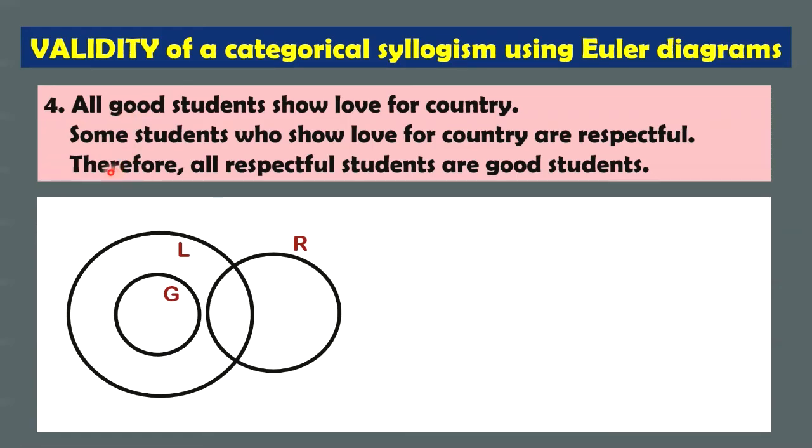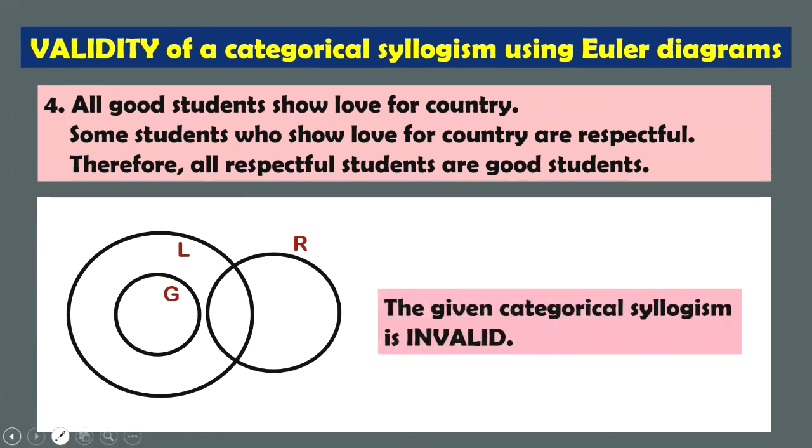Hindi. Okay? Marami pang Euler diagrams kayong magagawa. So, you may do that as an exercise. Okay? But we conclude here, this categorical syllogism is invalid. So, once you're able to find an Euler diagram that will make the conclusion false, okay, automatically, this given categorical syllogism is invalid. Okay?